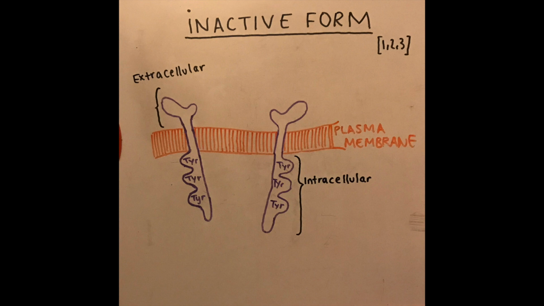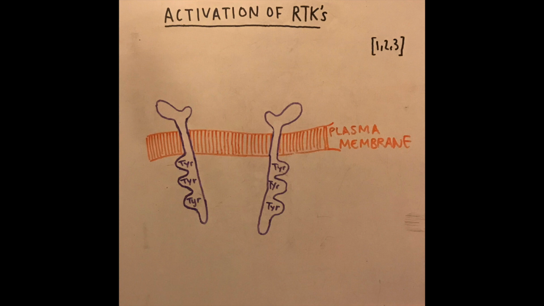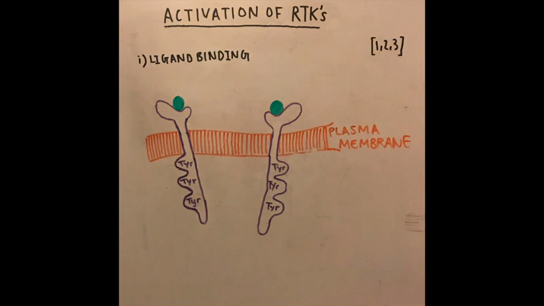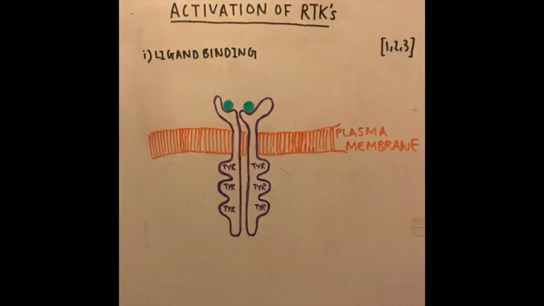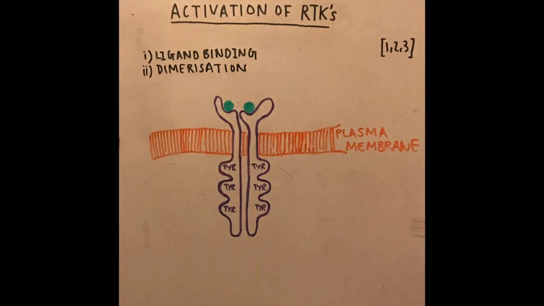When inactive, the pair of receptors are apart from each other within the membrane. The activation of tyrosine kinase receptors begins with an extracellular ligand binding to each of the monomers. The two monomers then come together to form a dimer in a process known as dimerization.